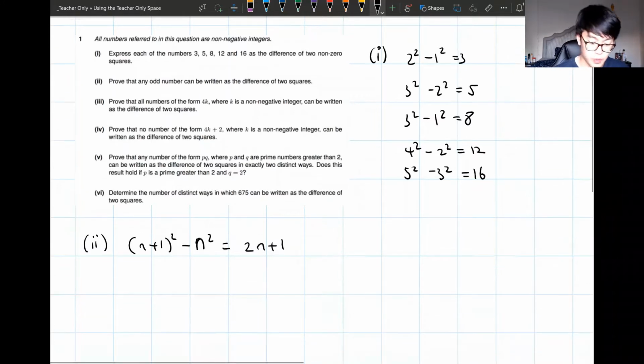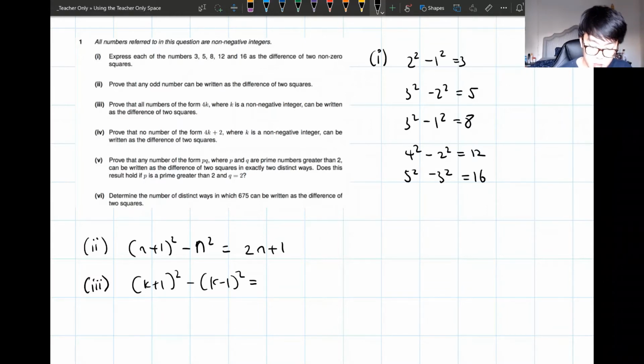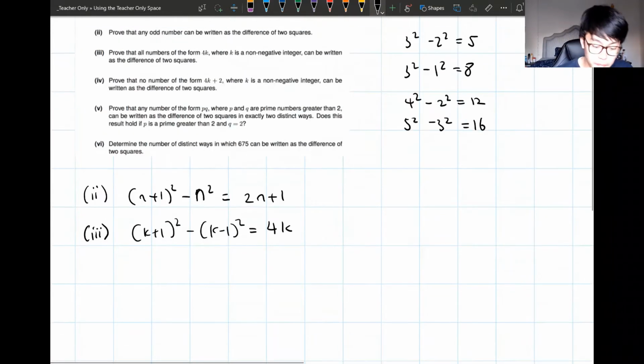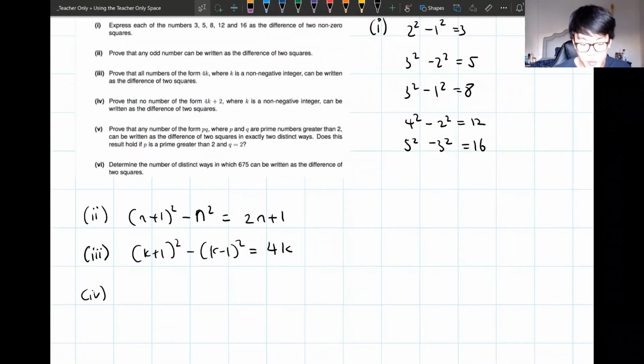Of course, maybe write a bit more justification, but here is essentially an outline. Okay. Part 3, similarly, if we consider the number (k plus 1) all squared minus (k minus 1) all squared, this should give you again 4k. So we can turn anything in the form 4k into a difference of two squares.